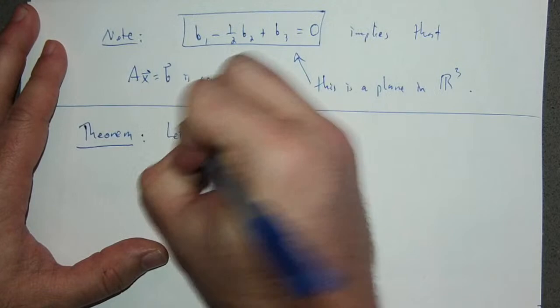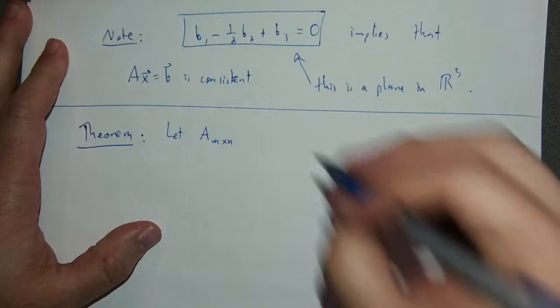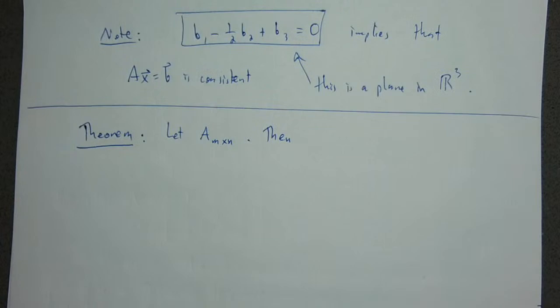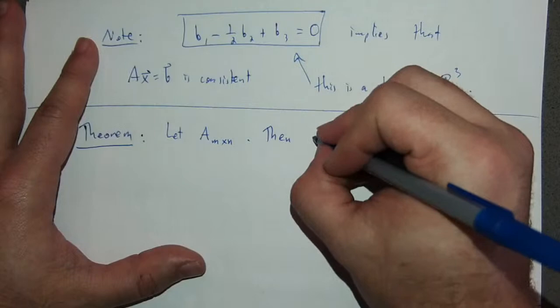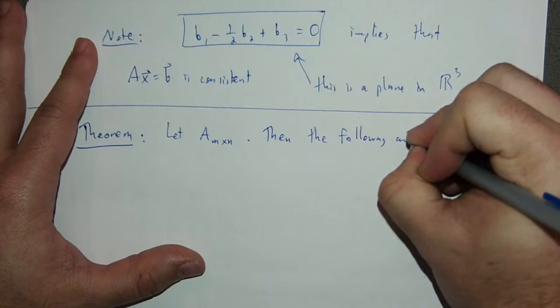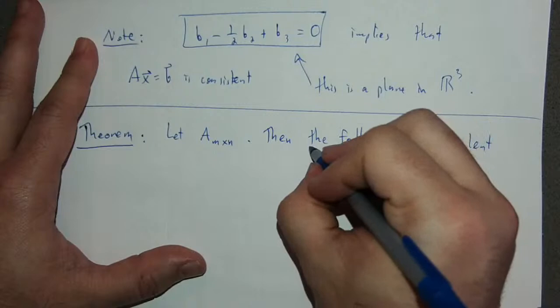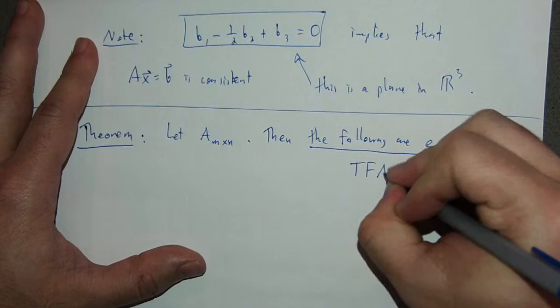So let A be an M by N matrix. Again, that's my abbreviation for that. Then, this is the first time in this class I'm going to say this, but it is certainly not the last, so you're going to have to get used to this. I'm going to write it out this time, and then I'll never write it again. So then, the following are equivalent. I will never write those words again in this course, because instead I will write TFAE. The following are equivalent.